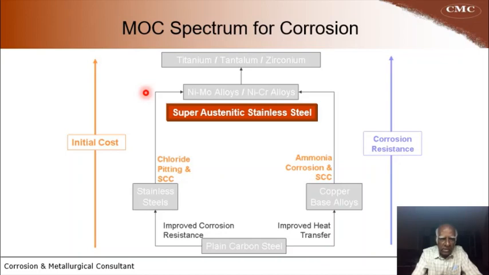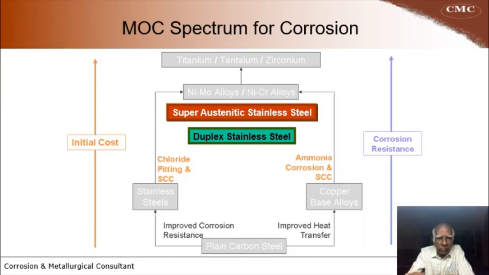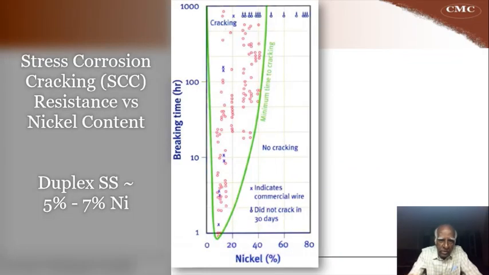Further research was carried out to reduce this cost also, because super austenitic stainless steel contains a very high quantity of nickel, and nickel is an expensive alloying element. To reduce this, more and more research was carried out to reduce this gap. The background of developing duplex stainless steel is shown in the next slide. This figure shows the background of developing duplex stainless steel tubes.